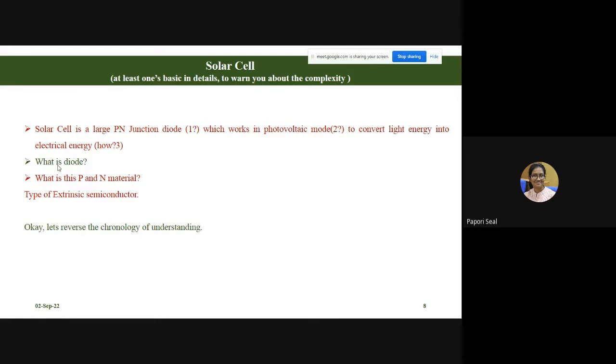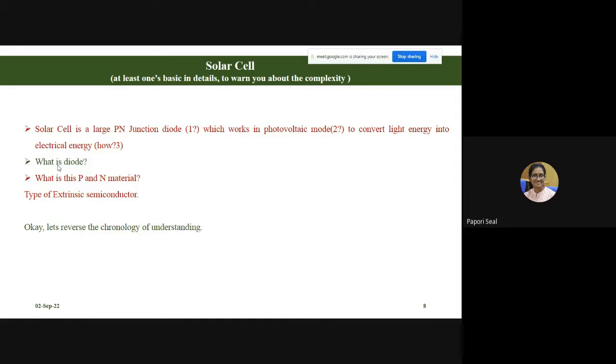So here the solar cell is a large PN junction diode. About the PN junction diode, I think you studied it in class 12. That is question number 1. Still we want to recap it. Now, it works in photovoltaic mode. What is photovoltaic mode? That is question number 2.